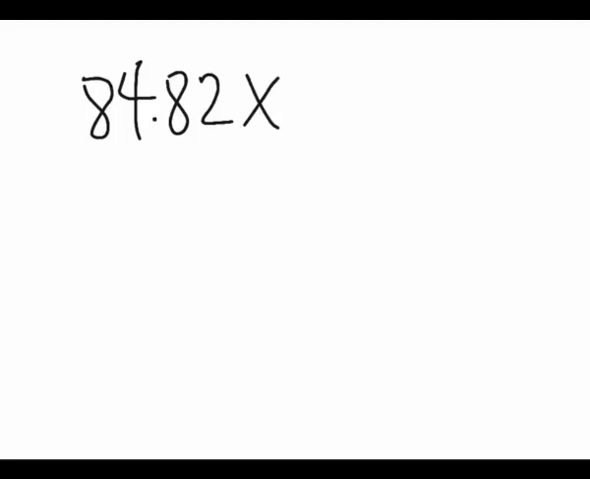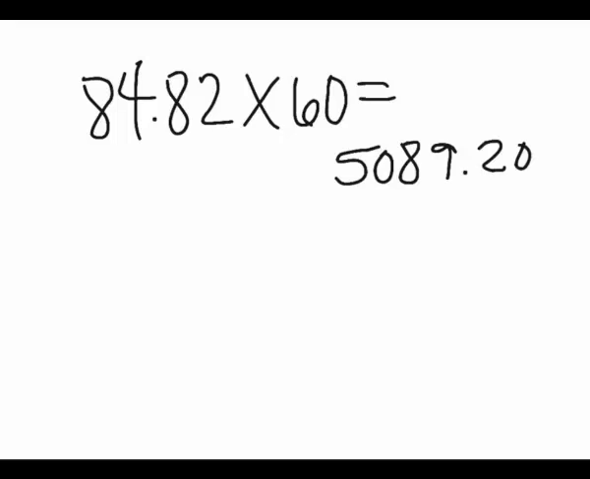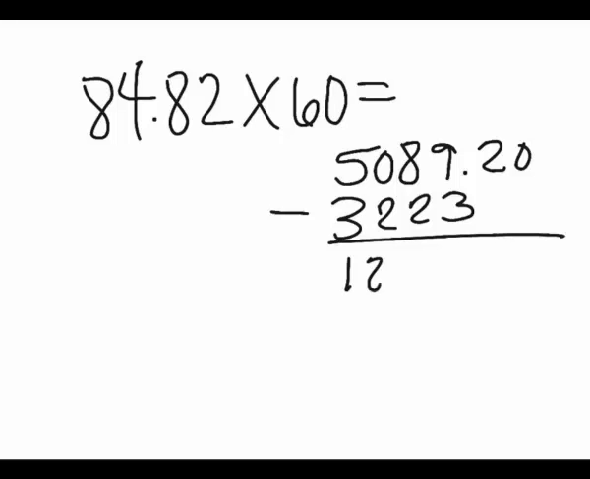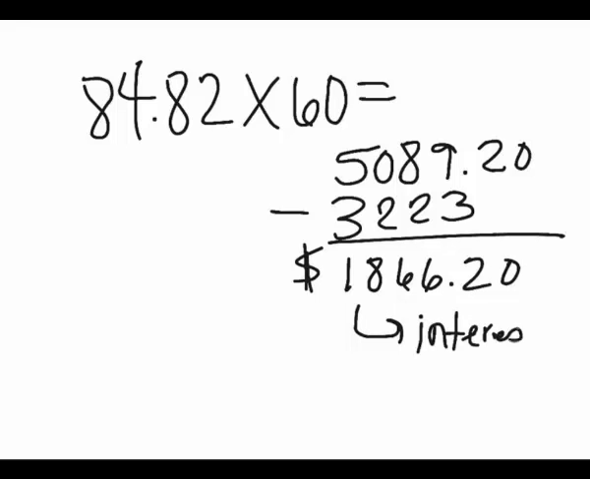Now, the second part of the question asks you how much total interest will be paid. Well, if you're going to be paying $84.82 60 times, let's see how much money you're going to pay. You're going to pay $5,089.20. Well, how much was the computer? The computer was only $3,223. So how much did you pay in interest? $1,866.20. So $1,866.20 is your interest. Okay?